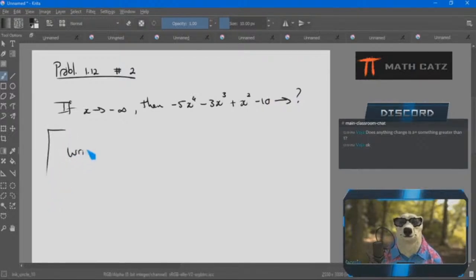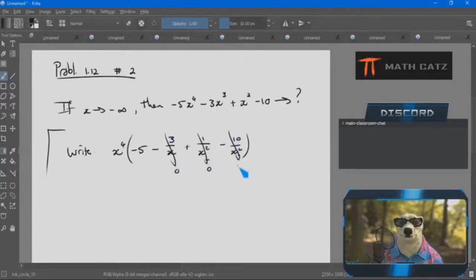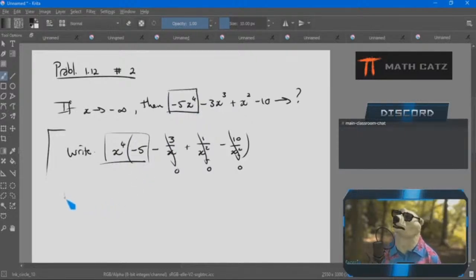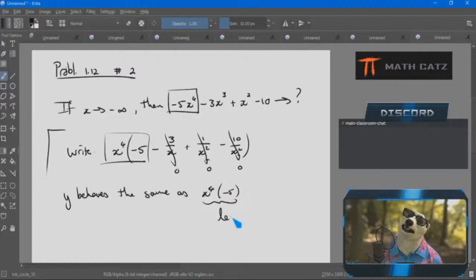So if I now do the same thing and write this y as taking out the highest power of x, you can take your time to verify. I'm going to get -5, minus 3 over x plus 1 over x squared minus 10 over x to the 4 with the same argument. All of these are going to shrink down so close to 0 I can't even tell them apart. The only things that are left are exactly the things in the leading term. So again, my function, I'll call it y, behaves the same as x to the 4 times -5, which is the leading term.